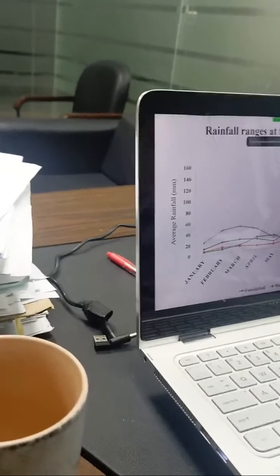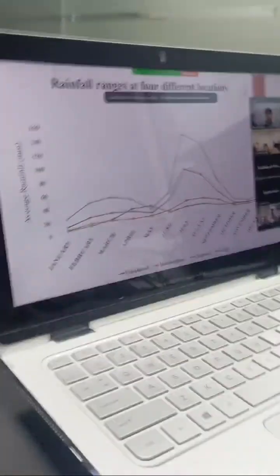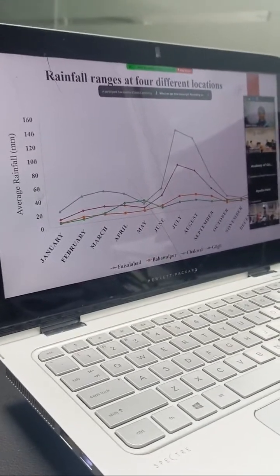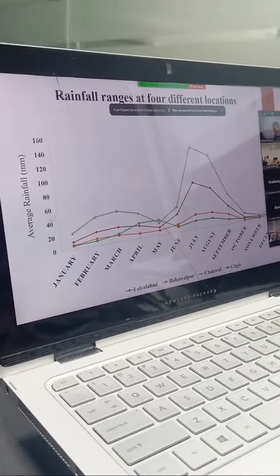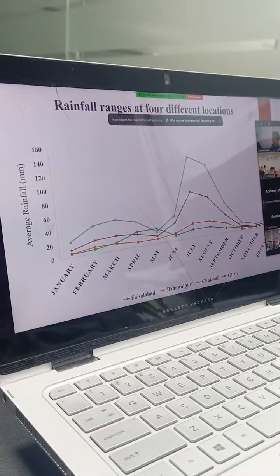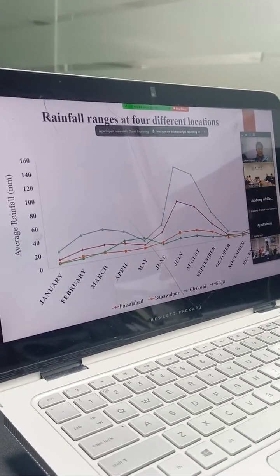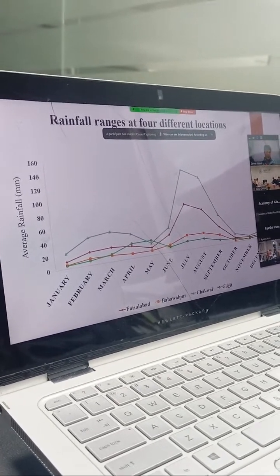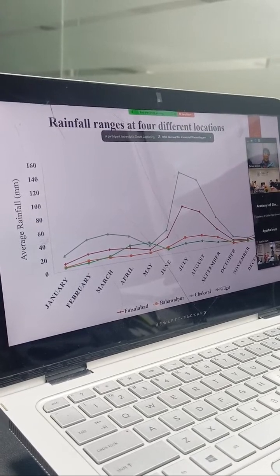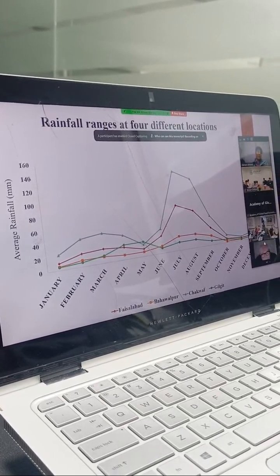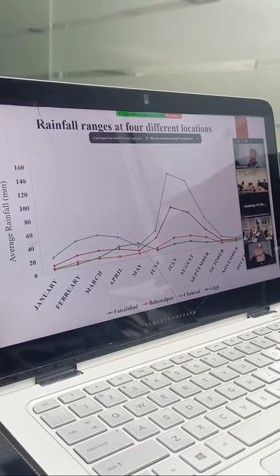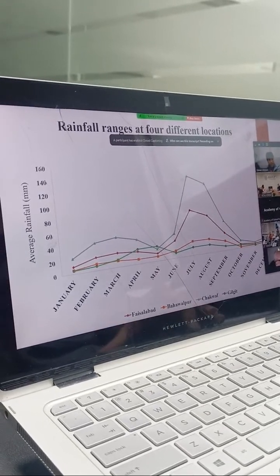And third, the important factor is rainfall distribution. We can see that at almost all four locations, most of the rainfall is occurring somewhere between June and September. So this is the monsoon period in Pakistan where most of the rainwater comes from.